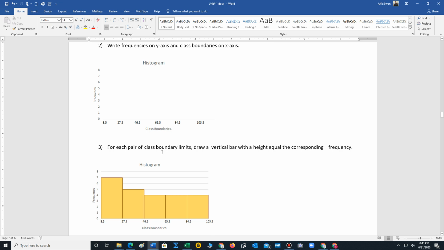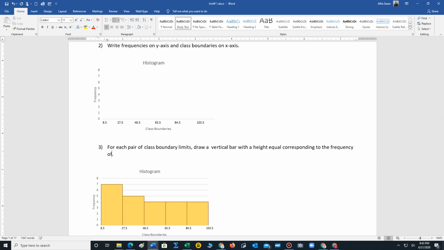And then for each pair of class boundary limits, we draw a vertical bar with a height corresponding to the frequency of the class.